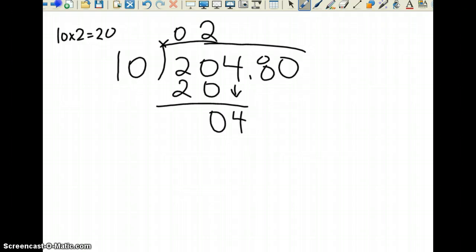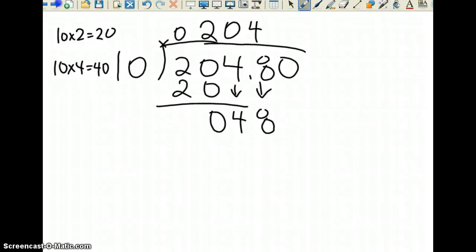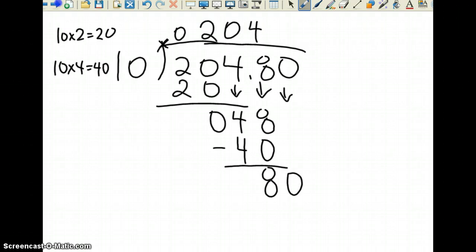How many times does 10 go into 4? Well, it doesn't go in any time, so we'll put a 0 up there. And we're going to bring down the next number, which happens to be an 8. Well, how many times does 10 go into 48? We know that 10 times 4 equals 40. And that's the closest we can get to 48 without going over that number. So I'm going to put the 4 up here. 4 times 10 equals 40. I subtract those two numbers, make that an 8. I'm going to bring down that 0 to finish off this question.